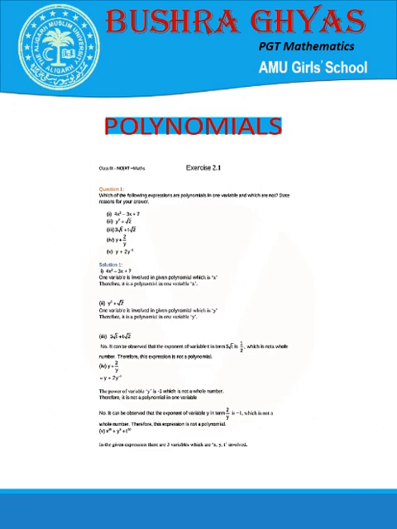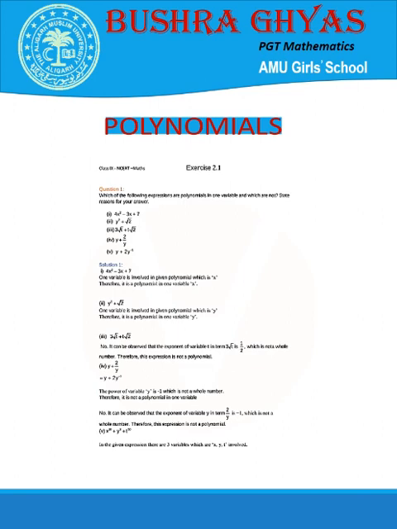See third part now. 3 root t plus t under root 2. Here the exponent of the first term is 1 by 2. Root t can be written as t to the power 1 by 2. So 1 by 2 is not a whole number. So therefore this expression is not a polynomial.